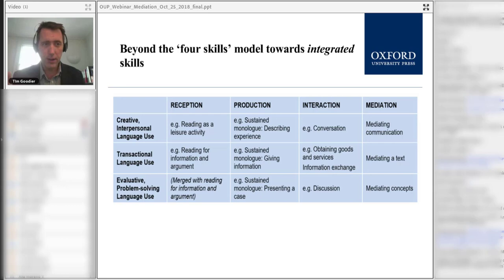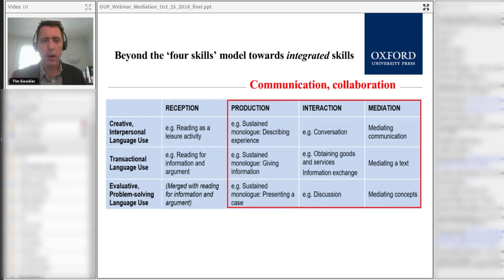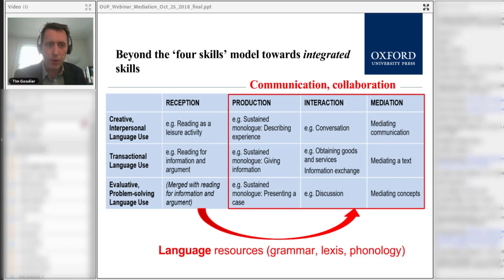So to break that down, you can look at production, interaction, and mediation as what's happening when you actually communicate between people and collaborate. People produce the language, they respond to each other, and they help each other understand things. This is mediation. The reception part, the reception of reading and listening, when you're learning a language, obviously this is how you're absorbing the language resources as well.